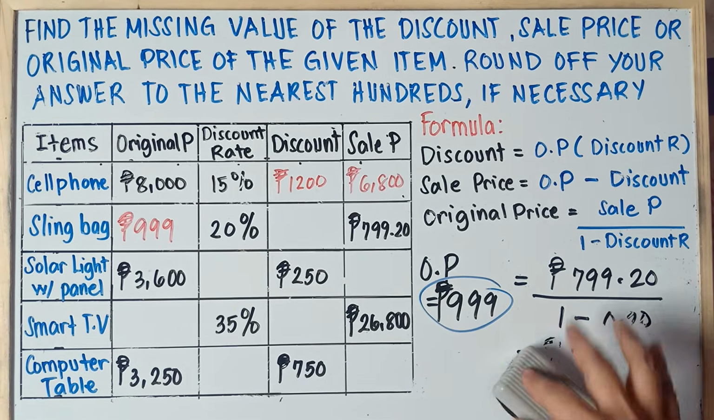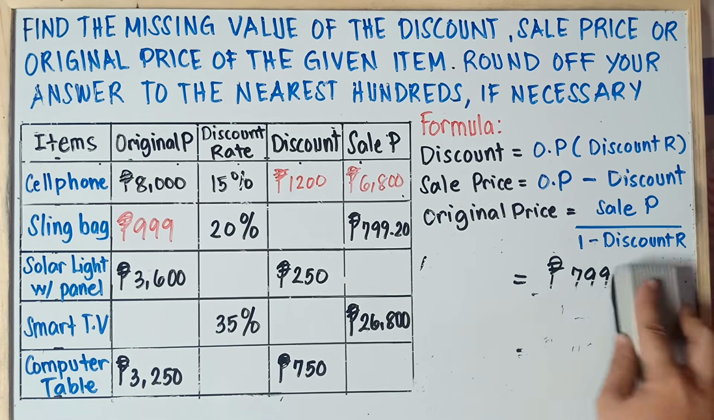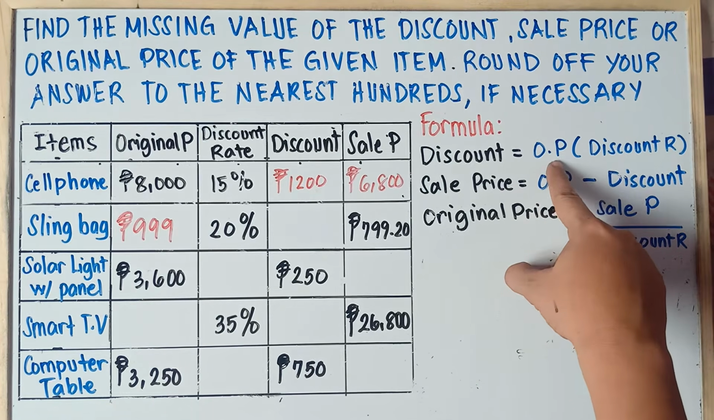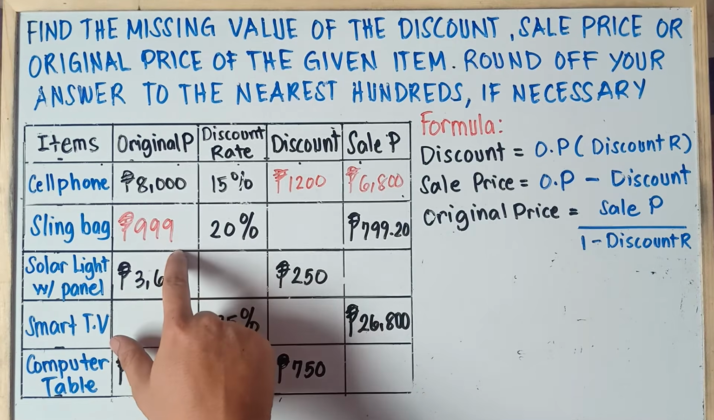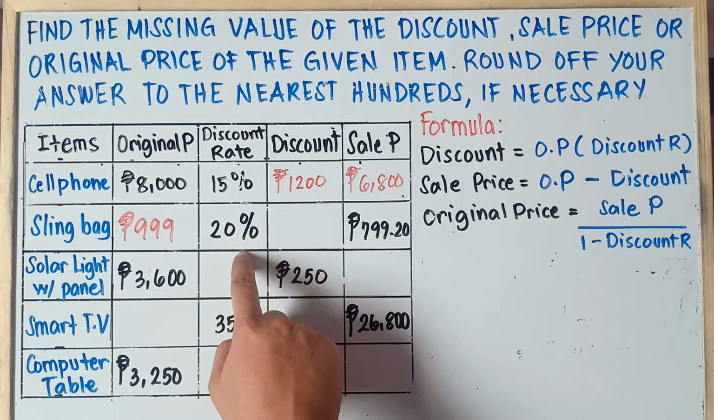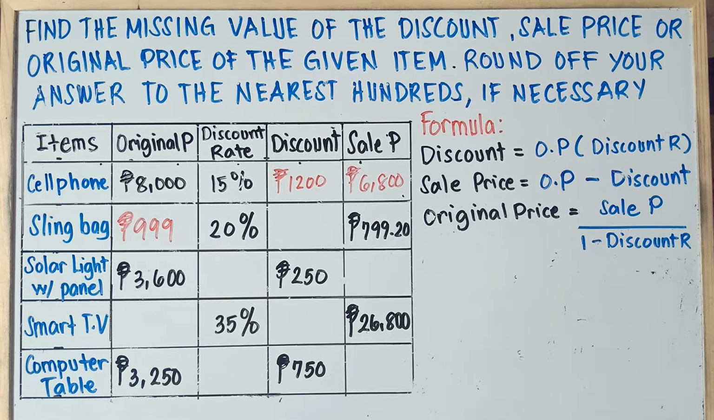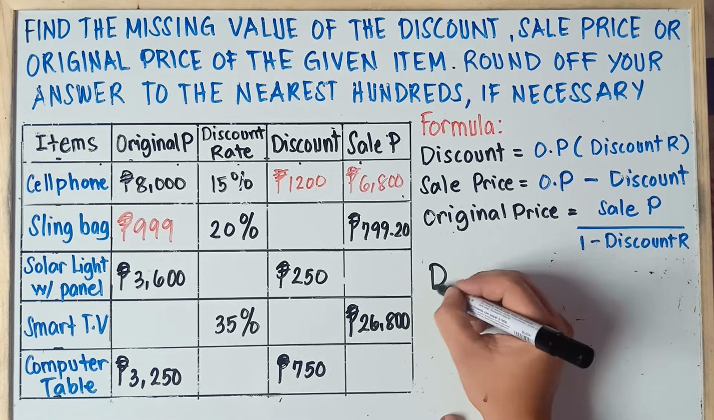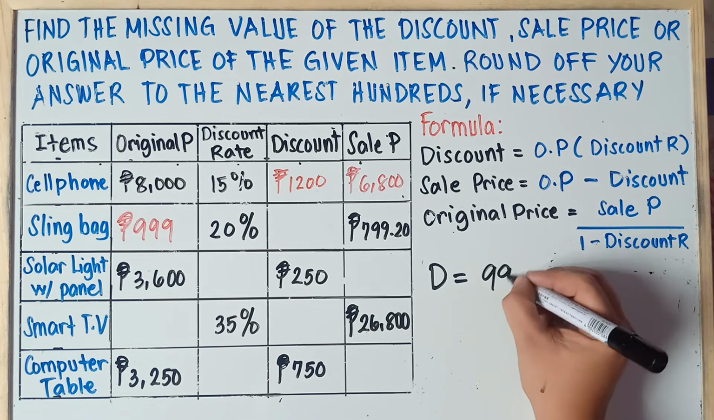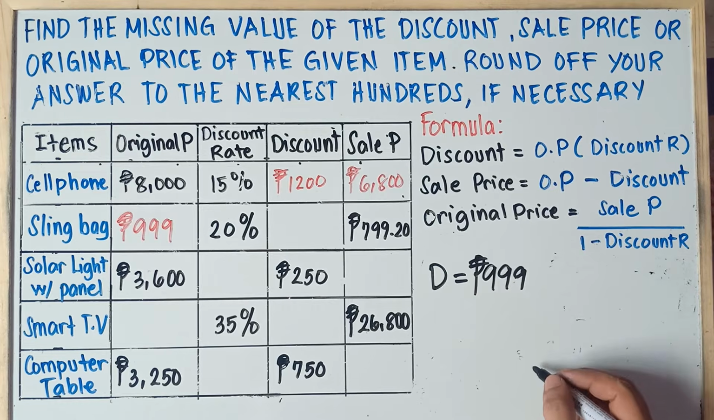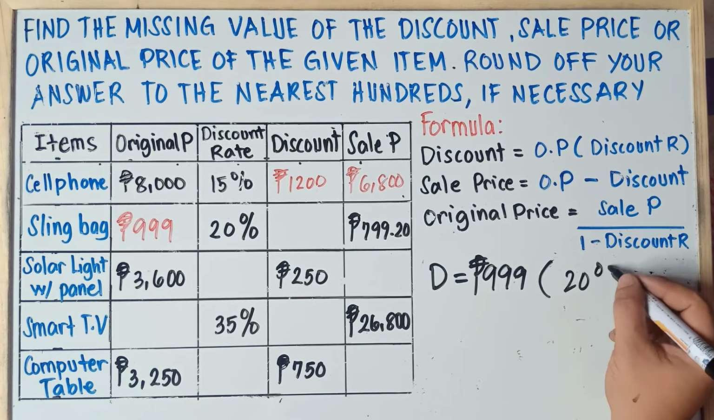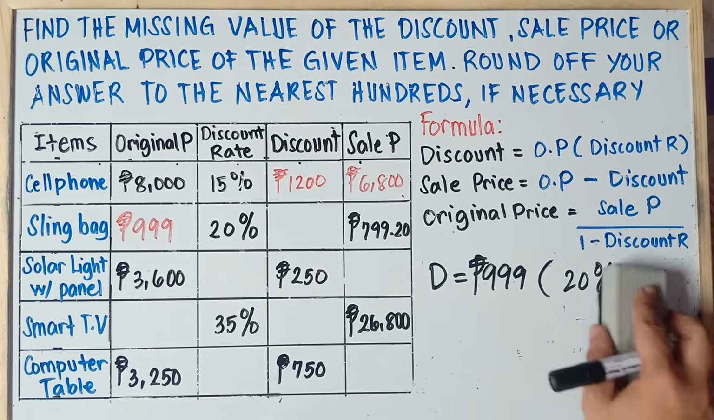So let's have this one, the discount. Can we find the discount? Check, class, for the discount. Once again, check the formula. Do we have the original price? Yup, we already have the original price. Do we have the discount rate? Yup, we have the discount rate, 20%. Therefore, we can find the discount. So discount is equal to original price, that's 999 pesos, multiplied by the rate, 20%. Once again, convert 20% into decimal, this will be 0.20.